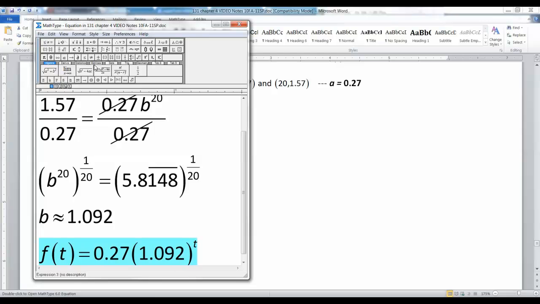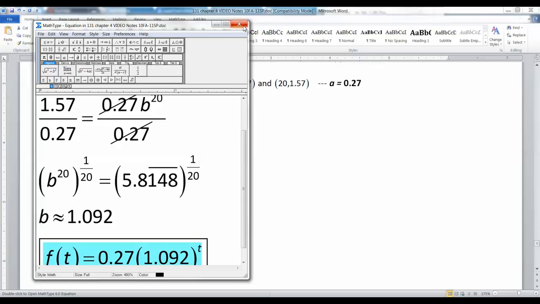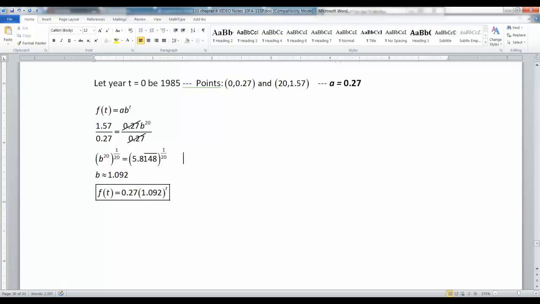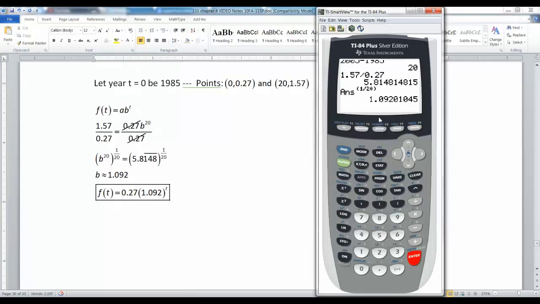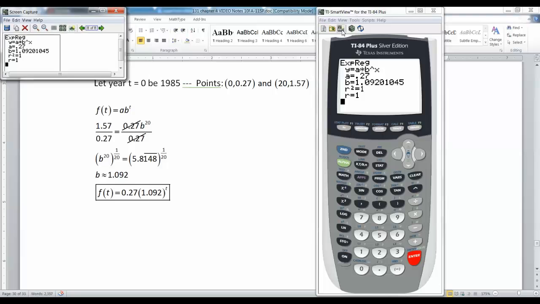There's our final equation. Now remember, just like before, we should be able to double check with our calculator. So let me go to Stat, Edit, clear out my old lists. I'm going to type in my new 0, 20, 0.27, 1.57. Then go to Stat and go to Calculate. It's number 0, exponential regression, and press Enter. And you can see 0.27, 1.092. So it matches up with what I wanted.